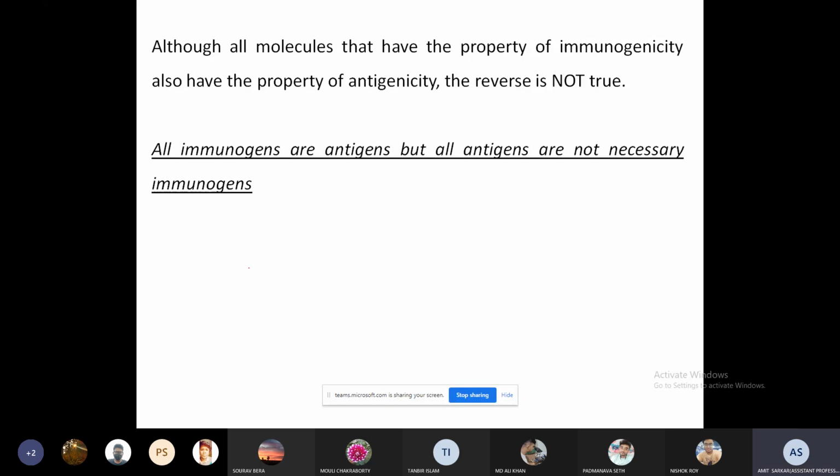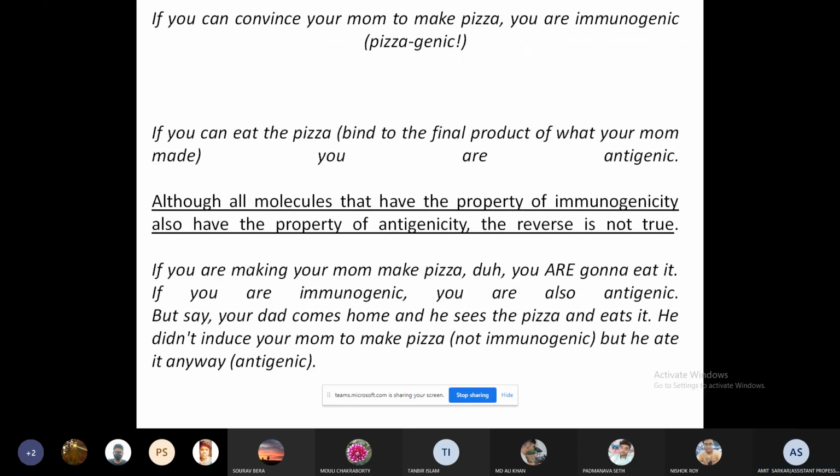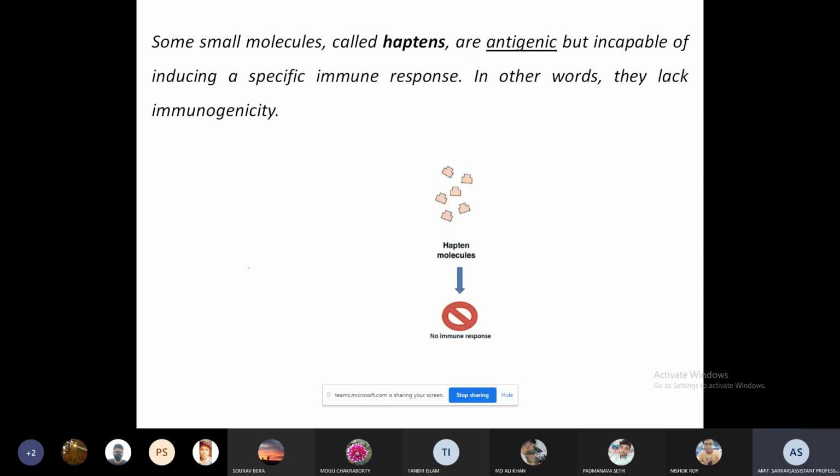So that's a funny story, maybe not very good, but it might help you understand the difference between immunogen and antigen. Okay, so you may ask, is there anything which is really antigenic but not immunogenic? Yes, there are. Certain very small molecules are known as haptens. Haptens are actually antigenic, but they are incapable of inducing any specific immune response. So hapten is antigenic.